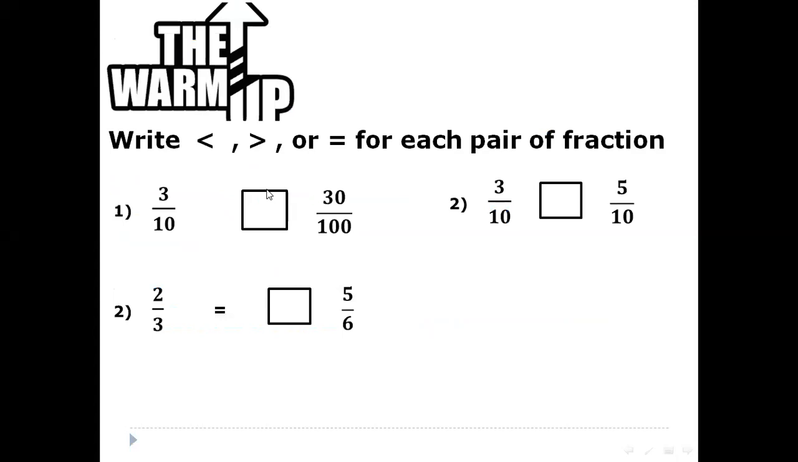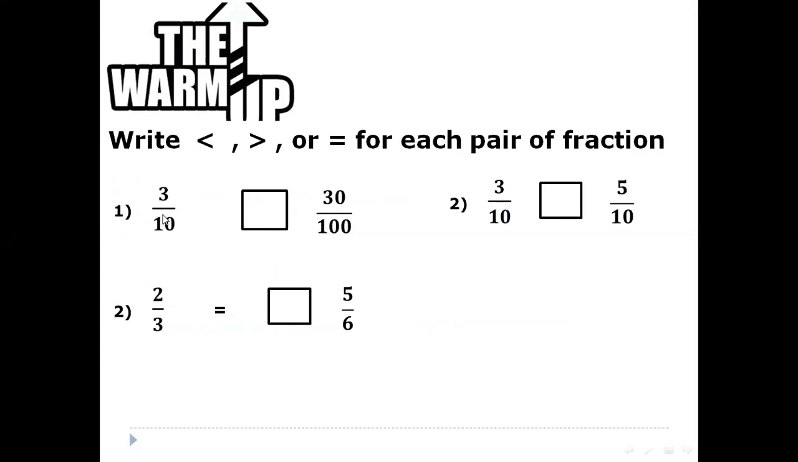Let's start with this quick warming up. We need here to compare by writing smaller than, bigger than, or equal for each pair of fractions. Remember, when we need to compare fractions, we should have the same number in the denominator. So in number 1, it's 3 over 10. Number 2 is 30 over 100. The denominators are 10 and 100. They are different. We should make them the same.